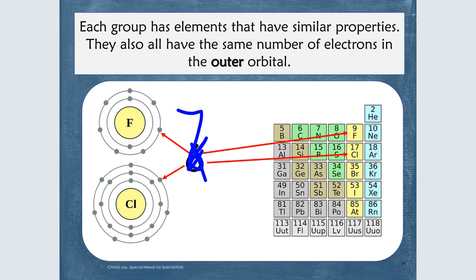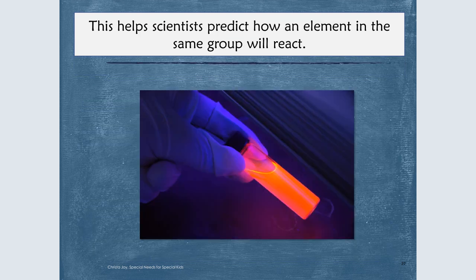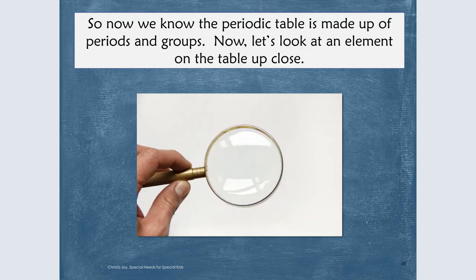So what's interesting about the properties of the column is even though fluorine has 2 shells, it has 7 electrons. And chlorine has 3 shells. It also just has 7 electrons. Bromine has 4 shells, and it also has 7 electrons. So the same here as they go down. This helps scientists predict how the element's going to work in groups. All right, so now you know the periodic table is made up of groups and periods. Now let's look at the elements in the table close up.